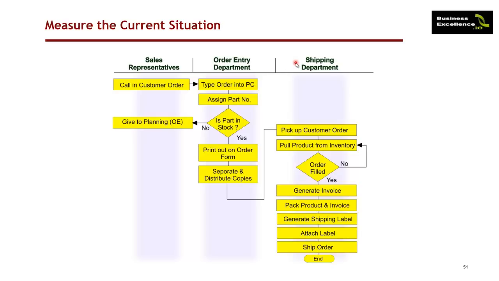And within the shipping department, the operators pick up the customer order. What they do then is they go into the warehouse, they pull the product from inventory, they keep pulling the order from inventory until such time as they fill the order. Then what they do is they generate an invoice, they pack the product with the invoice, they generate a label, they attach the label, they ship the product, and the process ends.